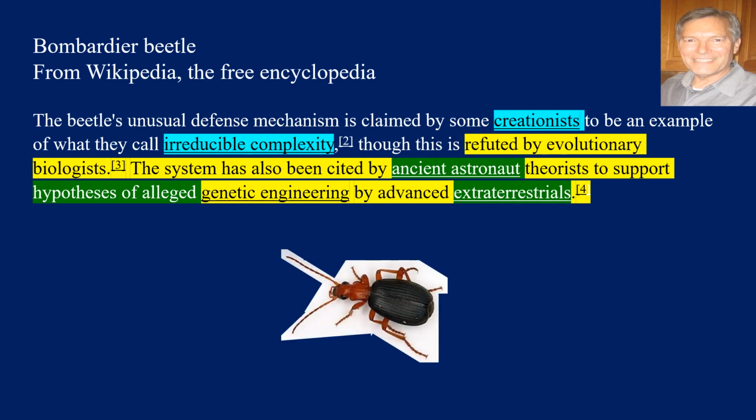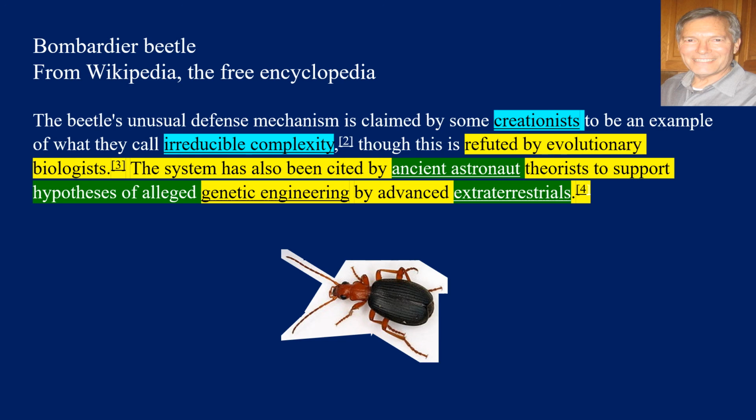Now let's turn our attention to the bombardier beetle under Wikipedia. The first couple of paragraphs just tell you a little bit about the mechanism, but then the third paragraph of the opening says, the beetle's unusual defense mechanism is claimed by some creationists to be an example of what they call irreducible complexity. Though this is refuted by evolutionary biologists, the system has also been cited by ancient astronaut theorists to support hypotheses of alleged genetic engineering by advanced extraterrestrials.